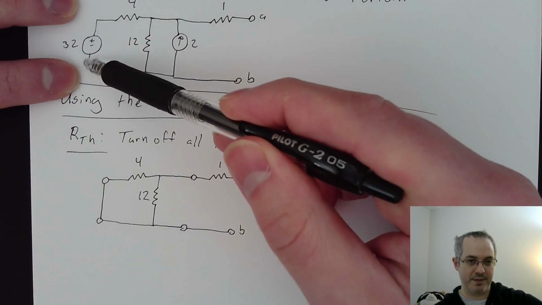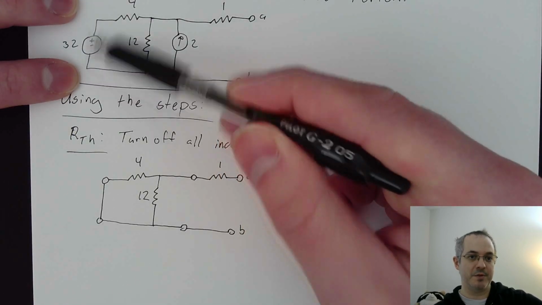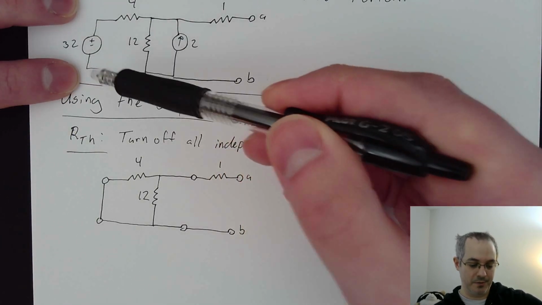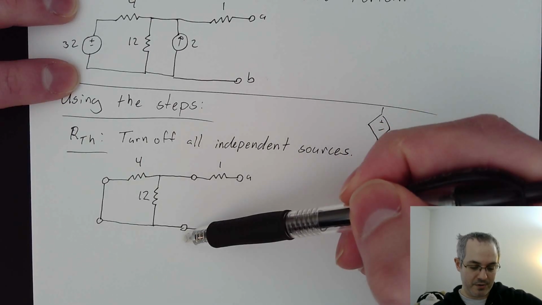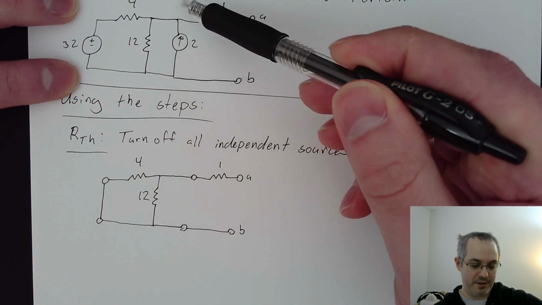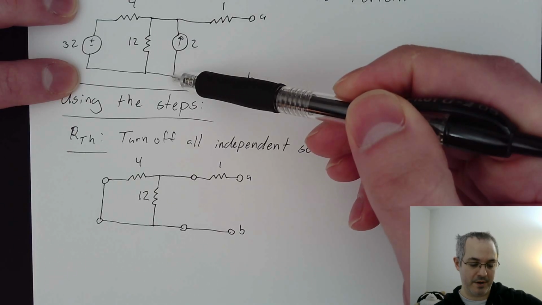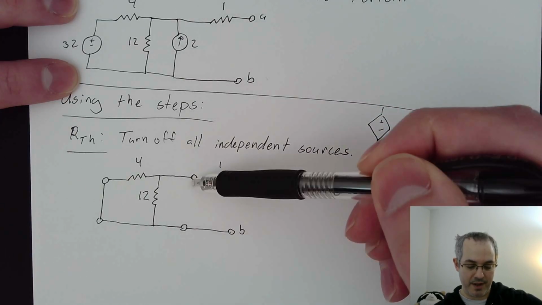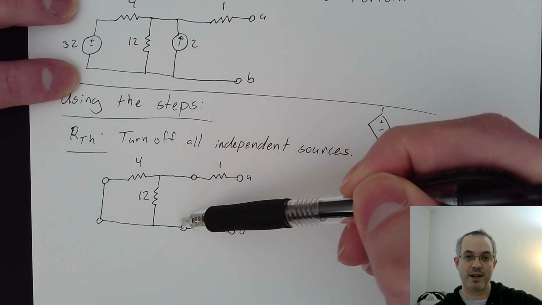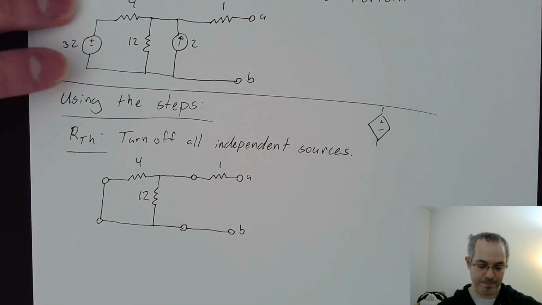Right, because otherwise with the source there, the difference between these two nodes is 32. The current source, from this node to this node, originally has 2 amps going from the bottom node to the top. Now it has 0 because there's no direct connection there at all whatsoever. So that's how you do that.